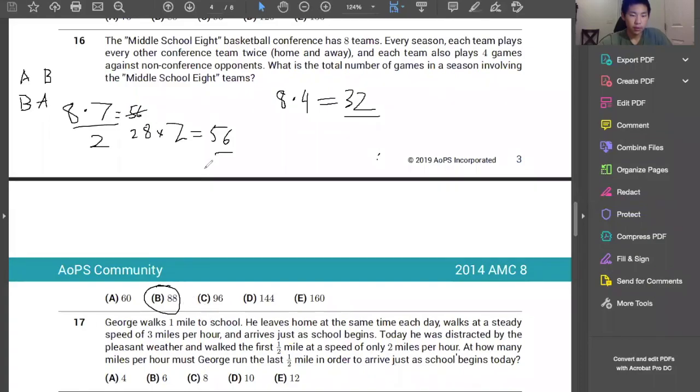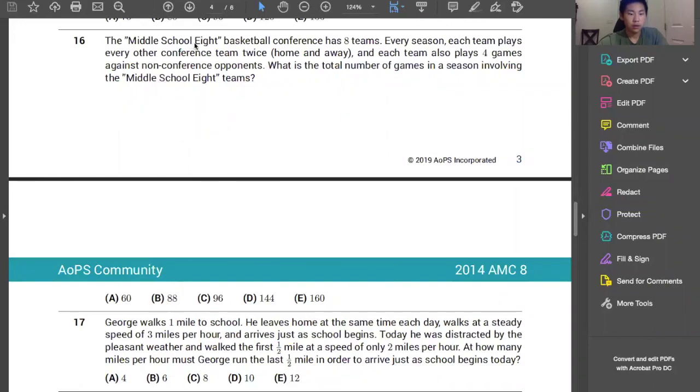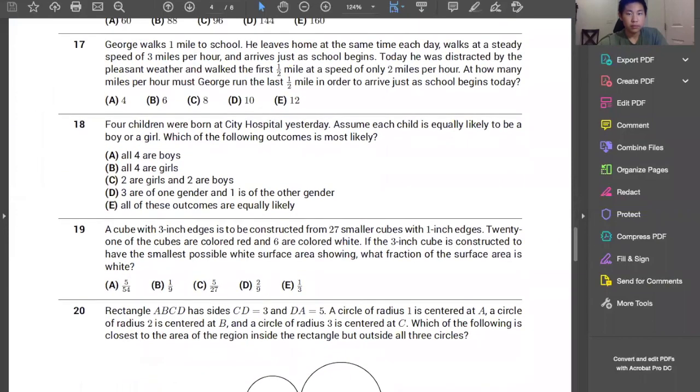Okay. Let's do problem 17. So George walks 1 mile to school, and usually he goes 3 miles per hour. But today he walks the first half mile at only 2 miles per hour. So we want to know how many miles per hour he has to go the last half mile in order to arrive just on time.